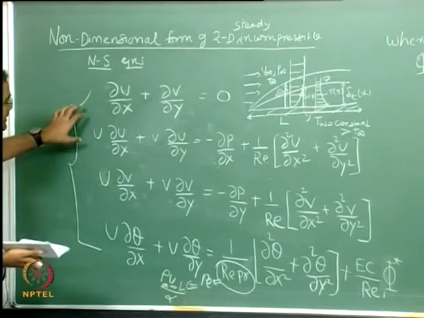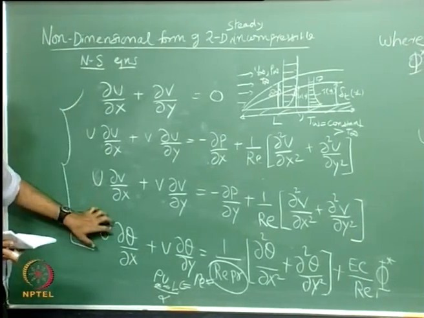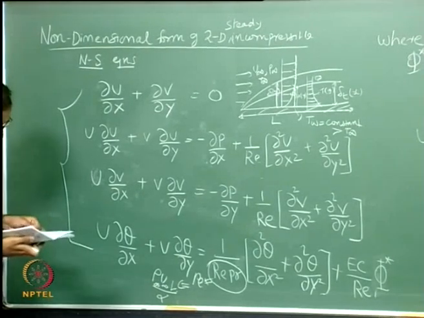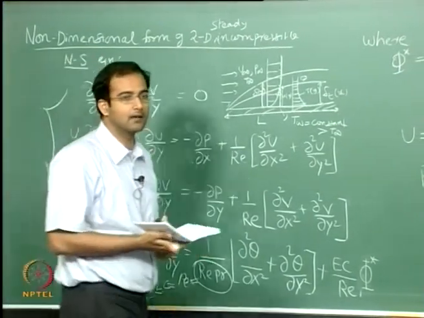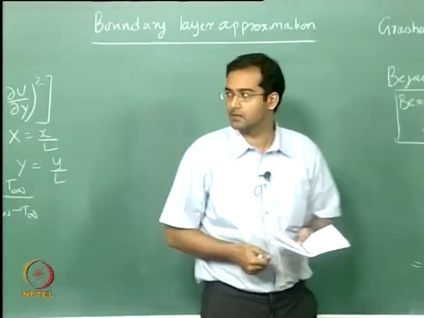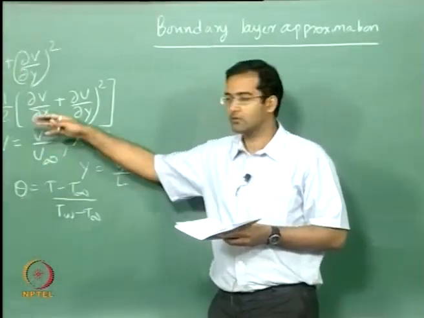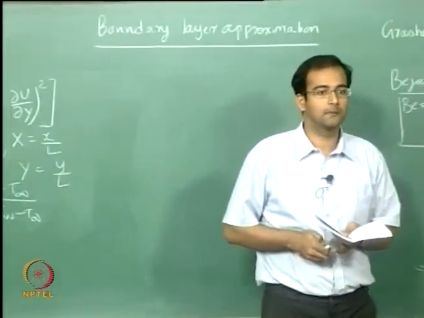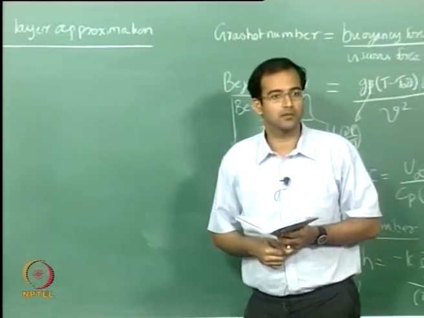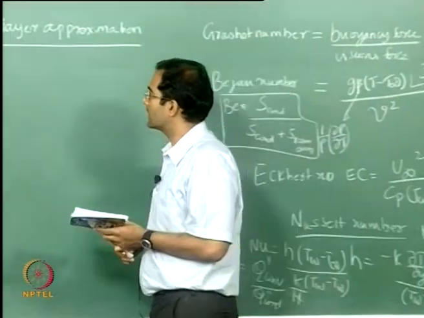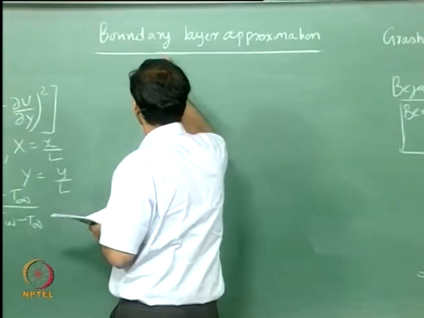We will start with the non-dimensional form of the 2D incompressible steady state Navier-Stokes equation, and from here we will apply the scaling analysis. When you want to reduce this full equation, you want to neglect some terms, so for that we have to understand the order of magnitude of each of these terms. There has to be a particular way that you are doing it. So this is done by the order of magnitude analysis.